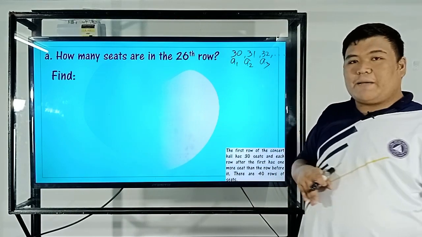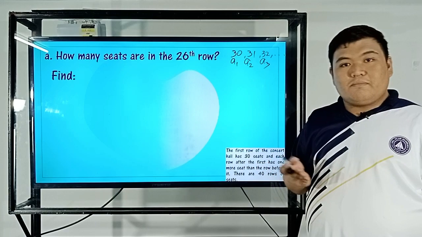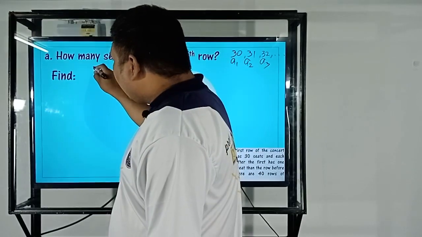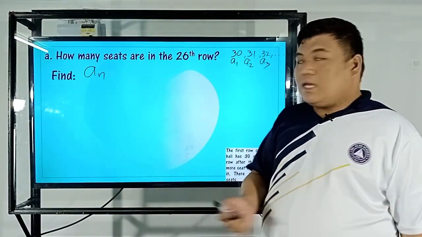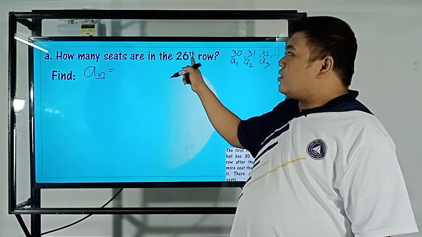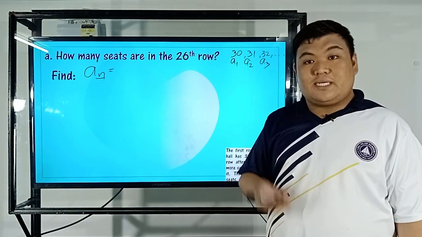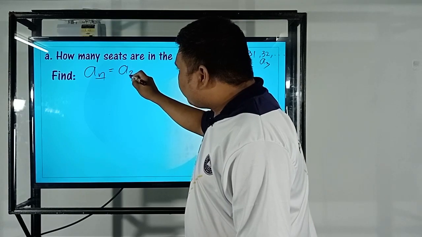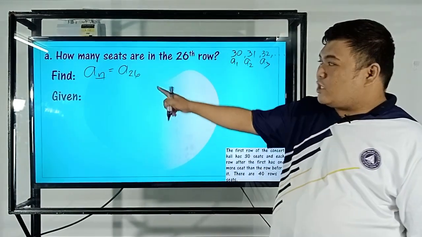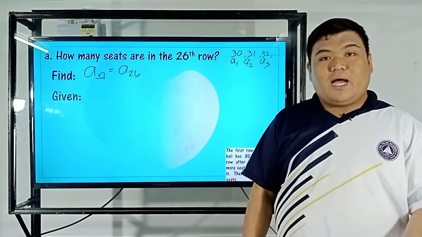So therefore, ano ang hinahanap? Ano yung ilalagay natin sa find? Ang nawawala po dito ay, is it the sum or the nth term? Ang hinahanap po is the nth term. So it is denoted by A sub n. To be specific, ano yung magiging value ng n? Pang ilang term ng sequence yung hahanapin? Since we are looking for the number of seats in the 26th row, ang kailangan din po nating hanapin is the 26th term. And the 26th term is denoted by A sub 26. Alam na natin kung ano yung hahanapin na. Ang hahanapin natin is A sub 26 or the nth term or the 26th term of the arithmetic sequence.